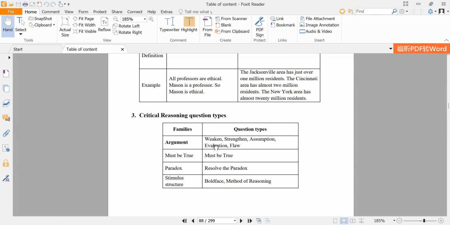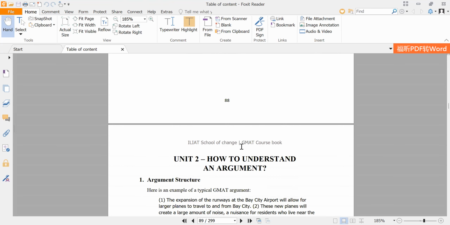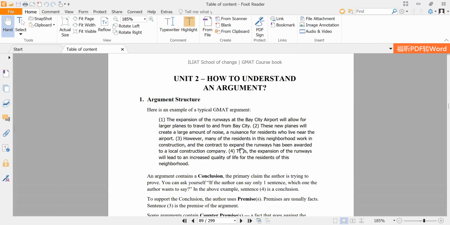Right? And there are different types of critical reasoning questions. We don't really need to worry about these right now, as there will be additional critical reasoning video lessons that go deep dive into each of these types. But for now, just know that there are different types of critical reasoning questions.